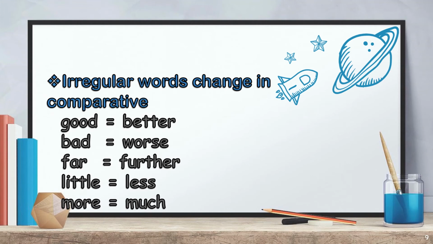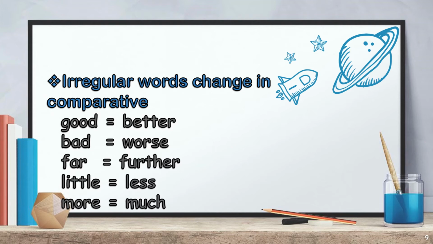Well, here we have some irregular words. We change them in the comparative. We have some irregular words that you can't add ER to, or you can't say like more good. No, it's bad. So what we say is good, we change it into better. Like this place looks better than that place. Bad, we can say worse. Like this burger tastes worse than that burger. So you are comparing, so you can't say better, you have to say worse. Far, further, little, less, more, much. You have to memorize these words.